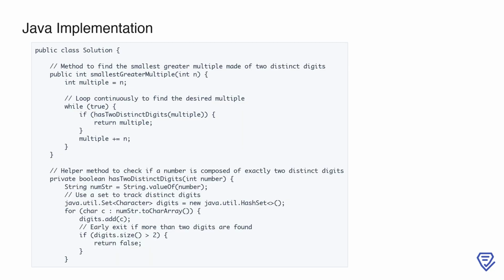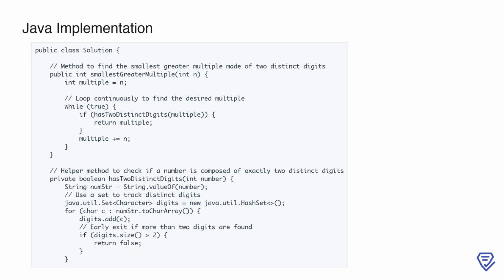Here, we have the main Java method, smallestGreaterMultiple, which is designed to find the smallest multiple of a given number n that is composed of exactly two distinct digits. The process begins by initializing a variable called multiple to the value of n. Then, we enter an infinite while loop where we check each successive multiple of n to see if it meets the criteria. This check is handled by a helper method called hasTwoDistinctDigits.